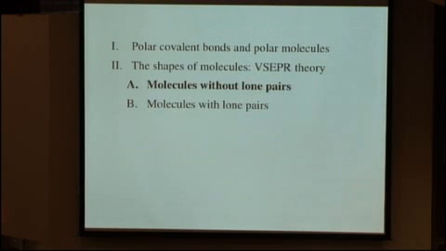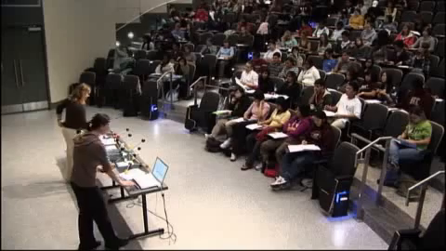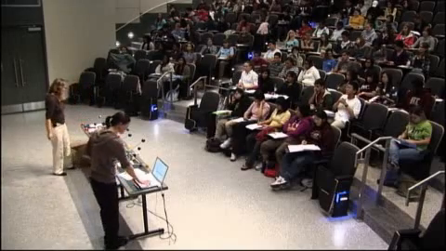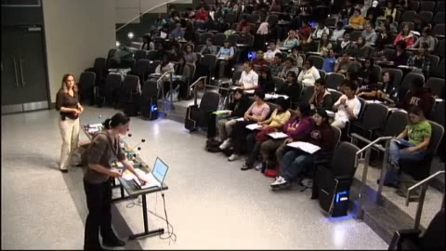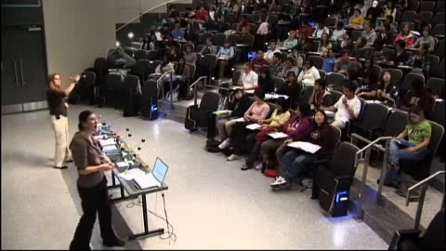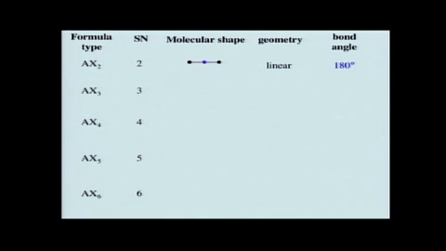So let's go ahead and look at some of these VSEPR examples, and Professor Drennan is going to help demonstrate what some of these are with some models here. The first case we're going to talk about is without any lone pairs. This is the most straightforward case. Our first case is AX2, which is going to have a linear shape, and that will have a bond angle of 180 degrees.